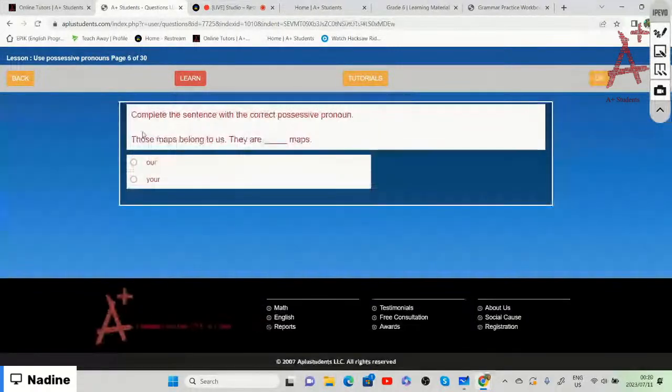All right. Complete the sentence with the correct possessive pronoun. Those maps belong to us. So they are our maps or your maps. If those maps belong to us, is it ours or yours? All right, well done. We will choose our maps.